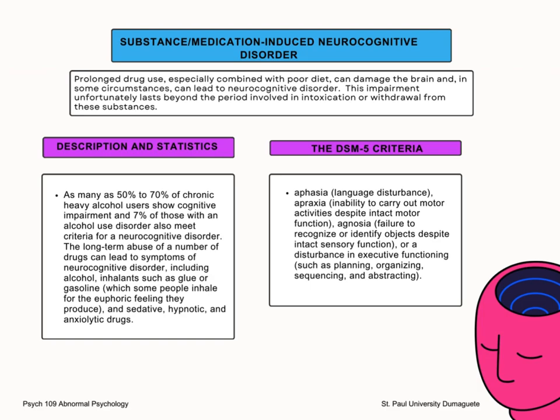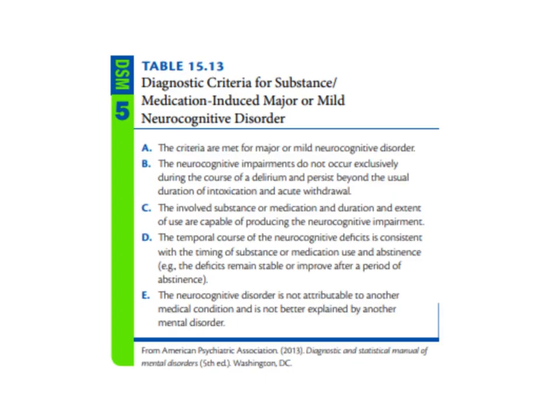In severe forms of substance medication induced major NCD, there may be prominent neuromotor features such as incoordination, ataxia related to cerebellar damage, and motor slowing, as well as medical complications such as hypokalemia and cardiac arrhythmias. There may also be a loss of emotional control, including aggressive or inappropriate affect or apathy. So, this is the diagnostic criteria for substance medication induced major or mild neurocognitive disorders. You can refer to your book.